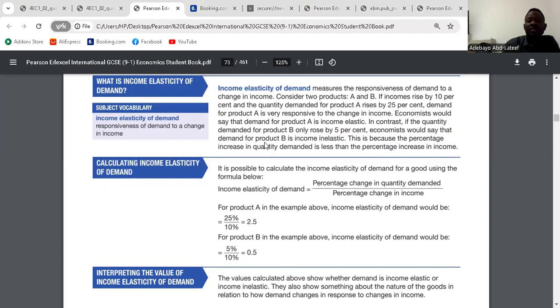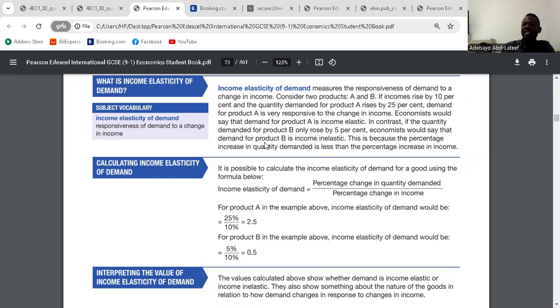What is income elasticity of demand? Income elasticity of demand measures the responsiveness of demand to a change in income. Consider two products A and B. If income rises by 10% and the quantity demanded for product A rises by 25%, demand for product A is very responsive to the change in income. Economists will say that the demand for product A is income elastic. In contrast, if the quantity demanded for product B only goes up by 5%, economists will say that the demand for product B is income inelastic.